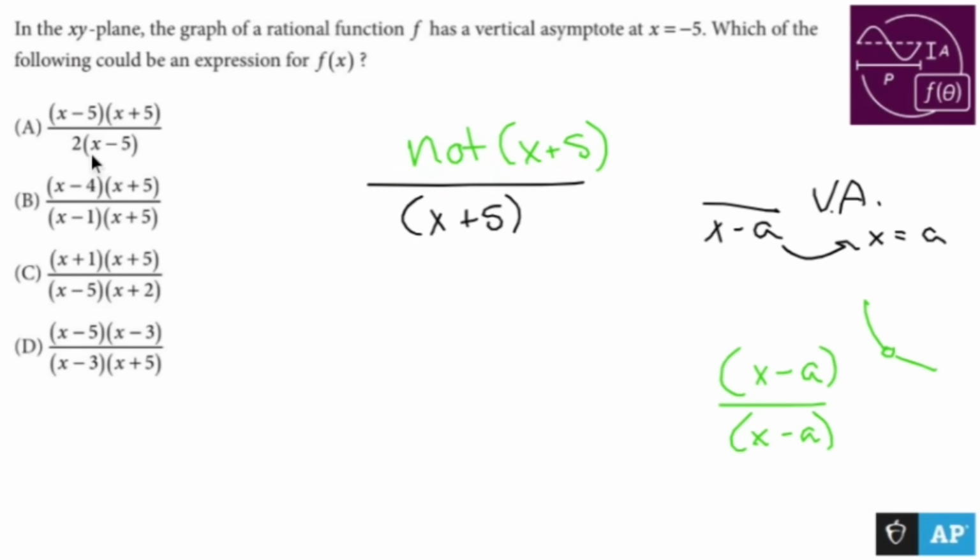Okay, so I have x minus 5 on the bottom, nope. X plus 5 on the bottom, x plus 5 on the top, nope. X minus 5 on the bottom, no. X plus 5 on the bottom, nope. X plus 5 on the bottom, no. X plus 5 on the top, yep. And that's my guy.